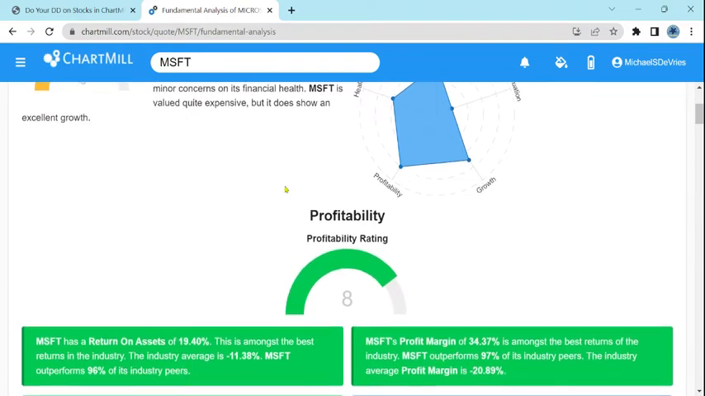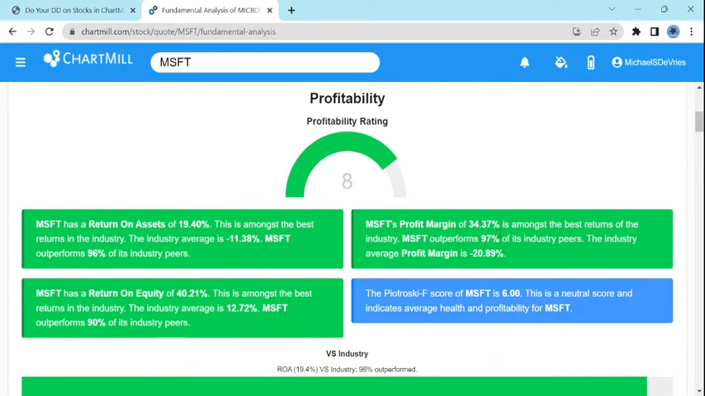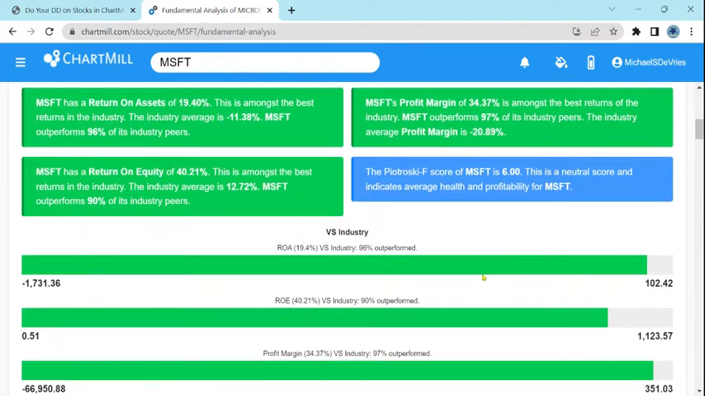Then we can scroll down and see the details of each of these categories. So again, we see a rating for each category. Profitability for Microsoft is 8 out of 10 right now. And then again, we see the positive and negative factors that contribute to that ranking. So in this case, Microsoft is performing well in return on assets, return on equity, profit margin, but only average on the Piotroski F score. And then there's always an explanation of that score. Why is it getting that score? So again, a lot of detailed information.